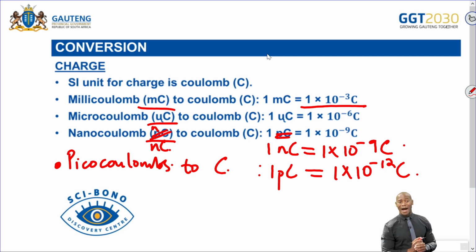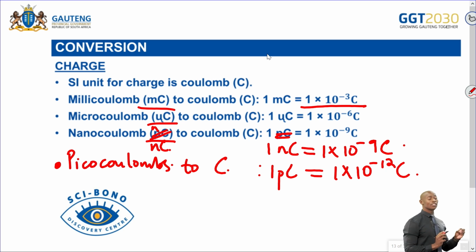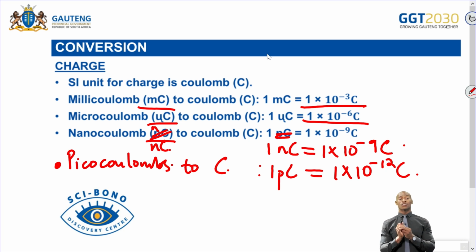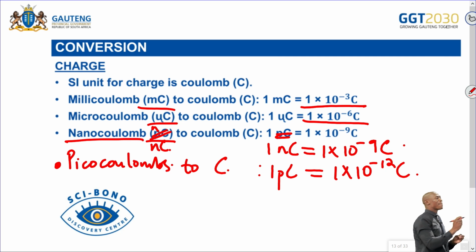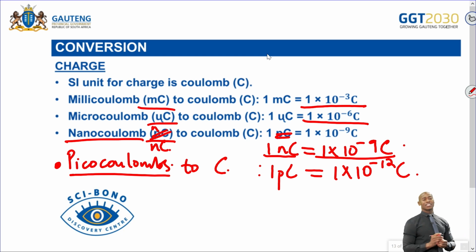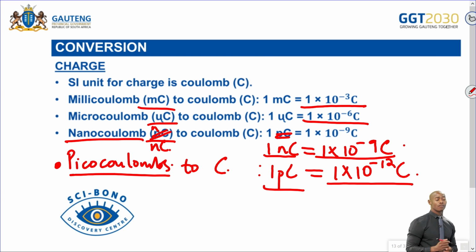Then if it's in microcoulombs, convert it to coulombs, and 1 microcoulomb is equivalent to 1 times 10 to the power negative 6 coulombs, right? If we are given the charge in nano, which means 9, so in nanocoulombs, then 1 nanocoulomb is equivalent to 1 times 10 to the power negative 9 coulombs. If you are given charge in picocoulombs, 1 picocoulomb is equivalent to 1 times 10 to the power negative 12 coulombs.